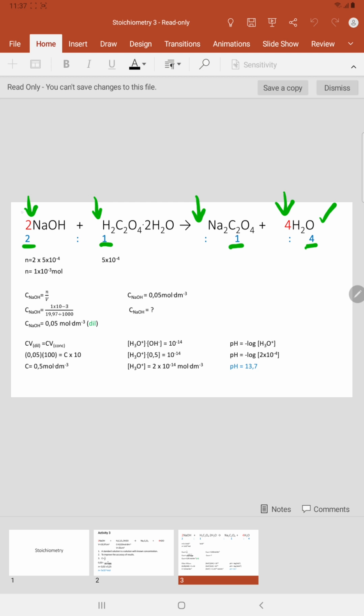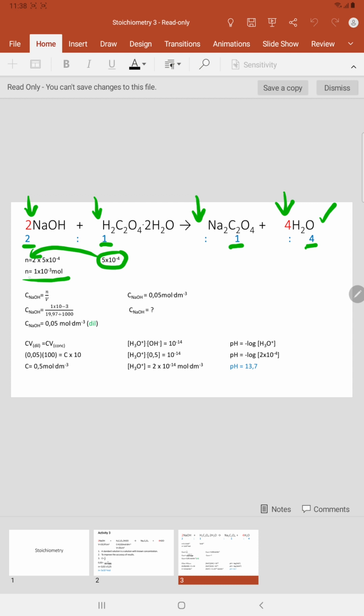So we have 2 moles of sodium hydroxide that reacts with 1 mole of oxalic acid solution to form Na2C2O4 and 4 parts of water. In the previous question, we calculated that the number of moles of oxalic acid solution was 5 times 10 to the minus 4. And if the ratio is 1 is to 2, we must then multiply that number of moles by 2 to find the number of moles of sodium hydroxide.